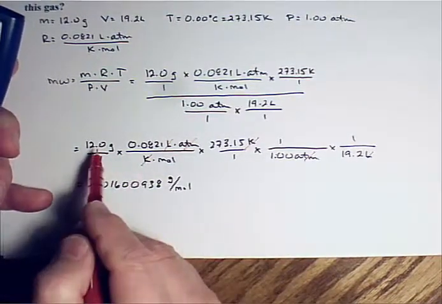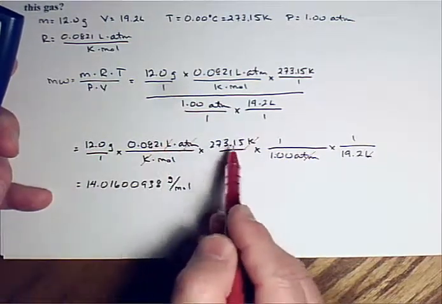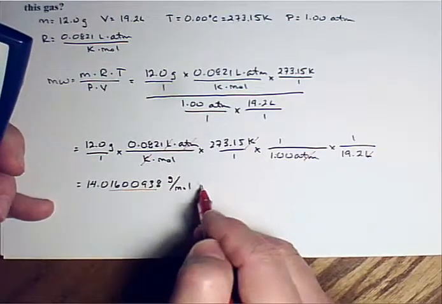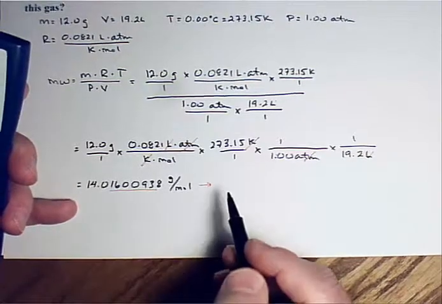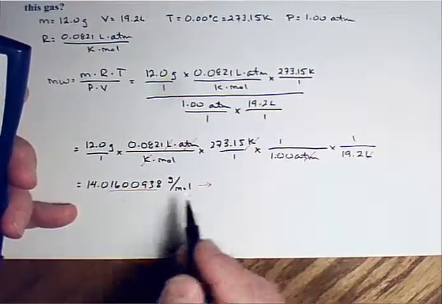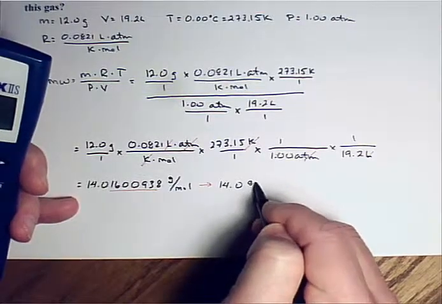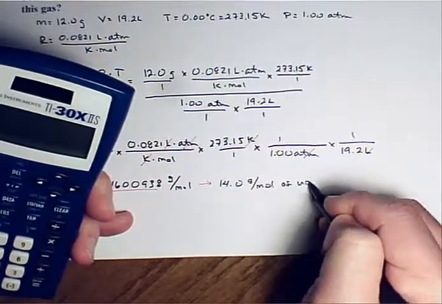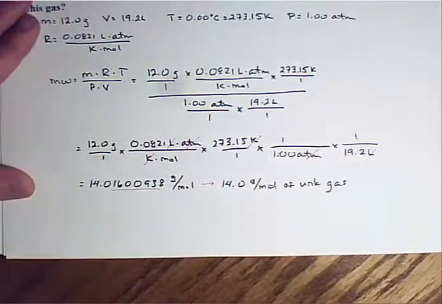I'm going to round it off. Of the measured and calculated numbers, I've got 3 digits, 5 digits, 3 digits, 3 digits. So we want 3 digits in our final answer. We want to match the final answer with the least number of digits of the measured and calculated numbers. So we got 14.0 grams per mole of unknown gas. All right?